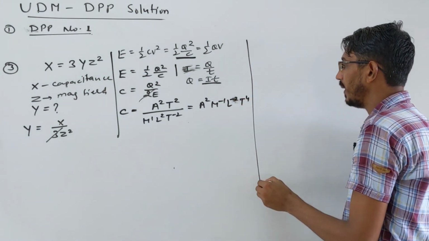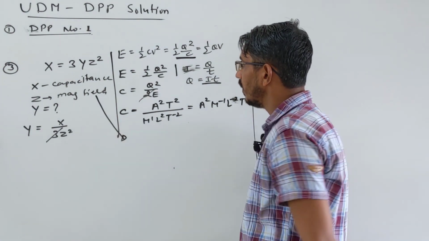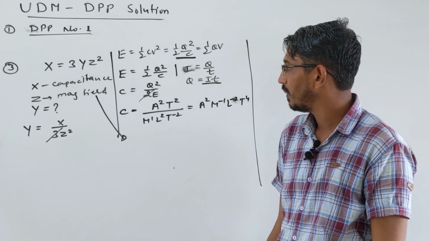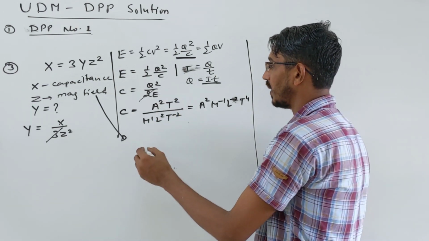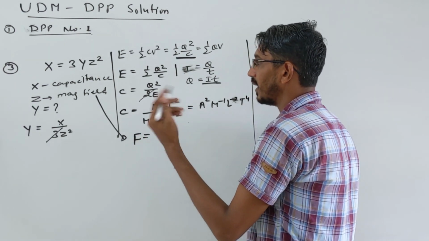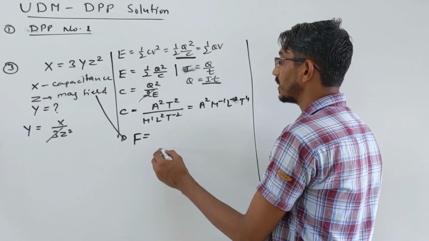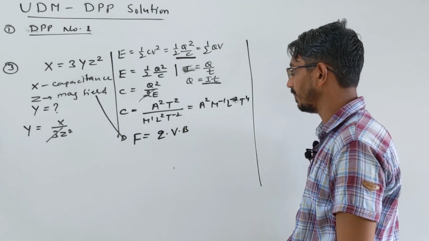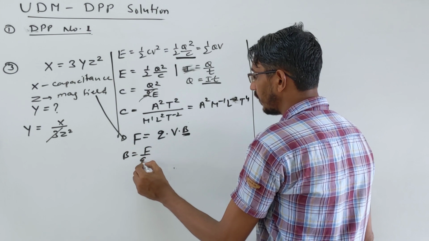Then we need one more dimension: the dimension of magnetic field. Let's find it. We write any formula where the magnetic field comes, like E by V, but then we have to calculate the electric field dimension. The easier one is the magnetic force formula: the magnetic force on a charge moving through a magnetic field, charge into velocity into magnetic field. So here we have to find B, which is F by Q into V.